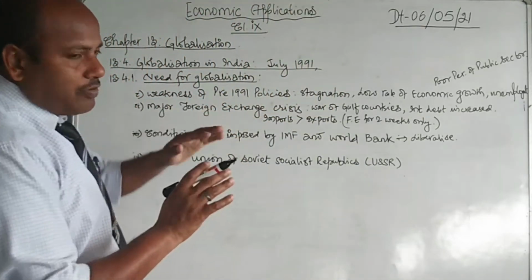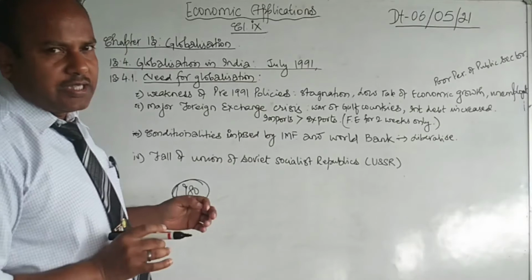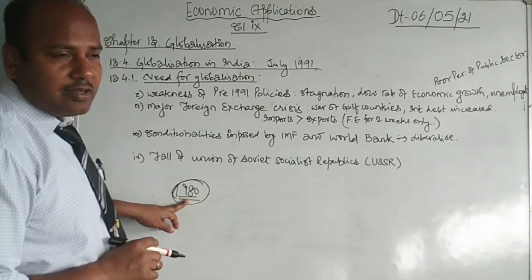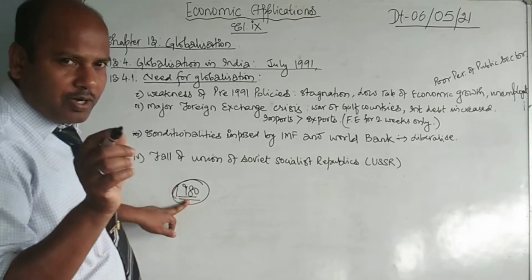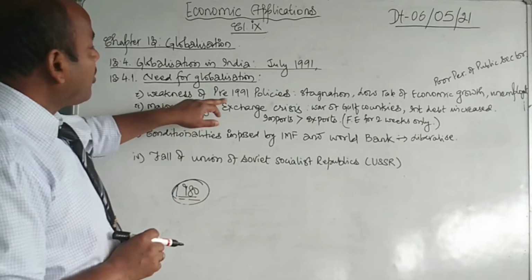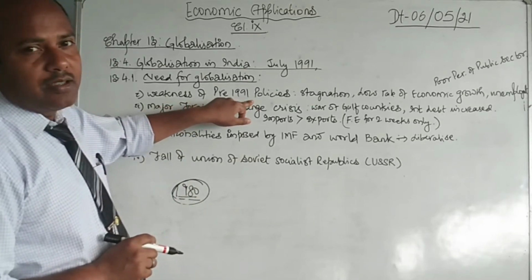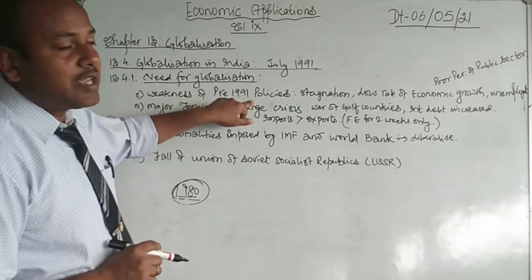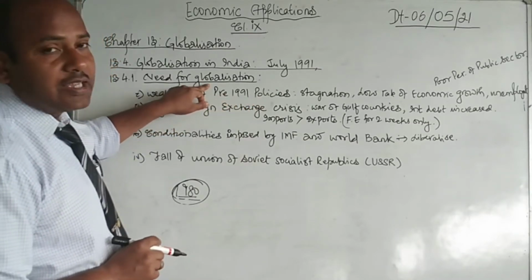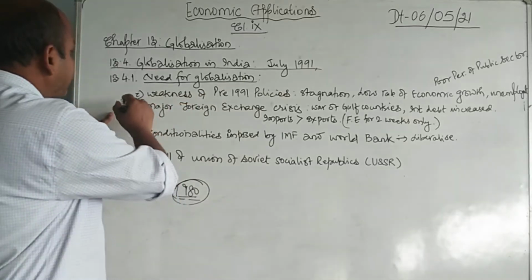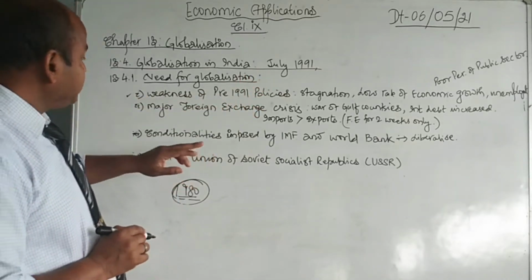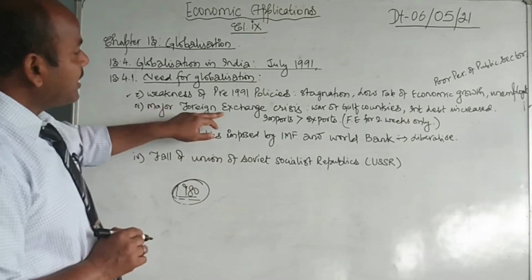So anyway, we had very little foreign exchange. The decade was not faulty, but the policies made in this decade were faulty, and because of these wrong policies, it proved very disastrous for us, and we required globalization. That's the first reason: weakness of pre-1991 policies. Next is the major foreign exchange crisis.